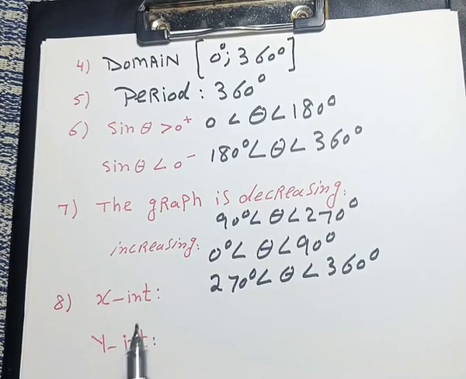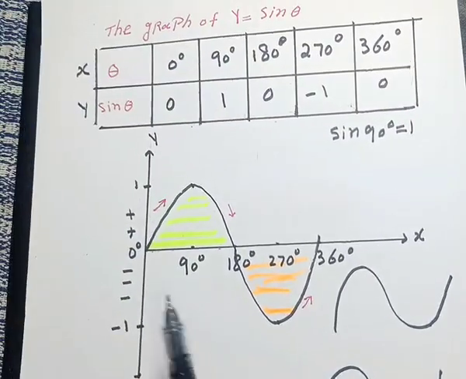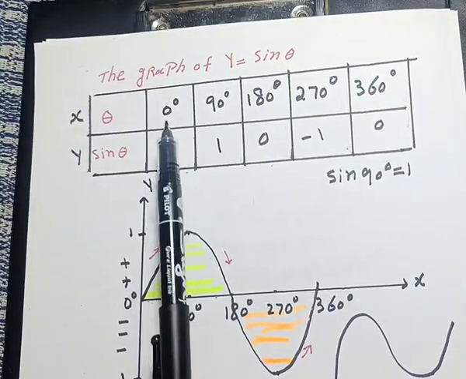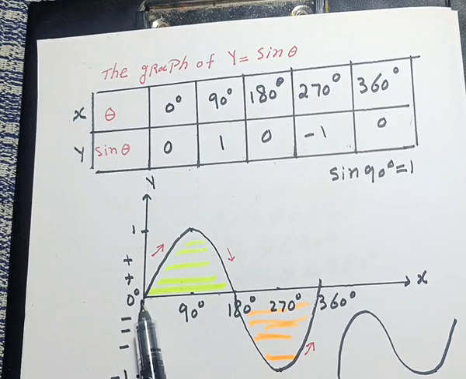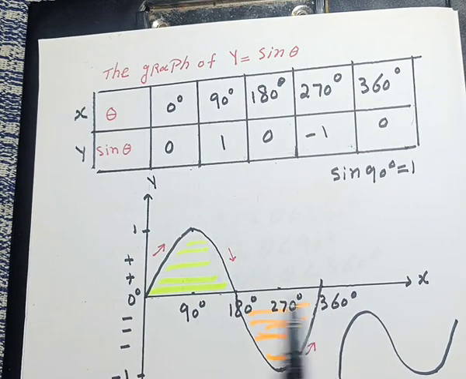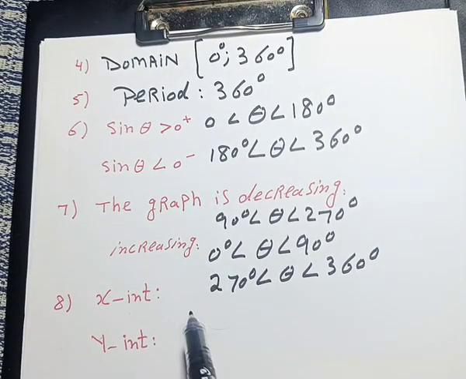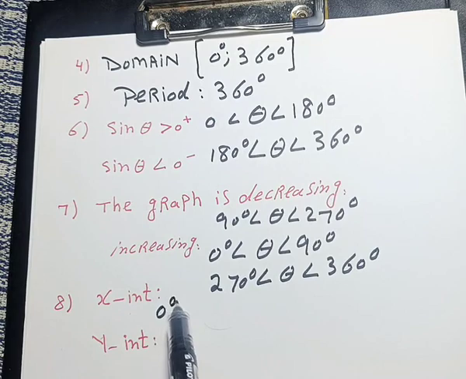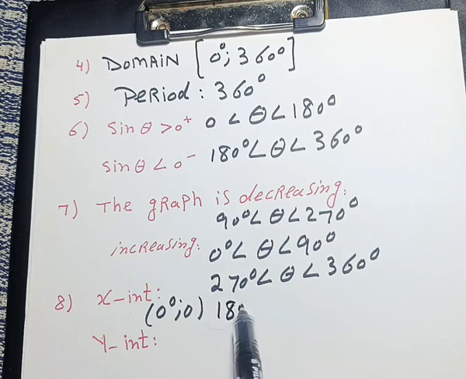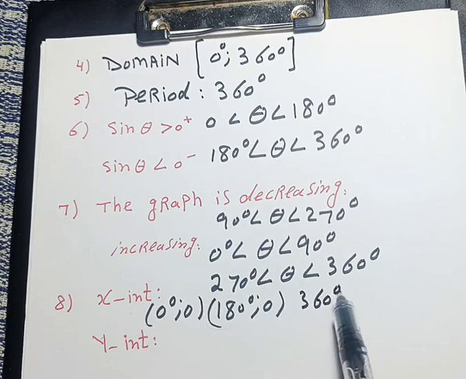Now the last thing, x-intercept. So we have three x-intercepts. For an x-intercept, the y value is equal to 0. Why is the y value 0? At 0, 180 and 360, have a look here. The graph touches the x-axis in three places, 0 degree, 180 degree and 360 degree. So the x-intercepts are going to be 0 degree and 0, 180 degree and 0, and the last is 360 degree and 0. So these are the three x-intercepts.